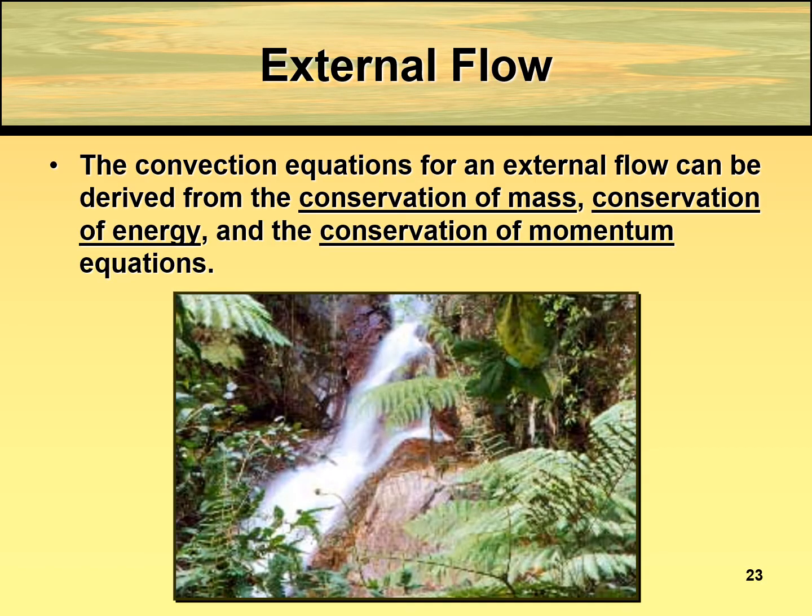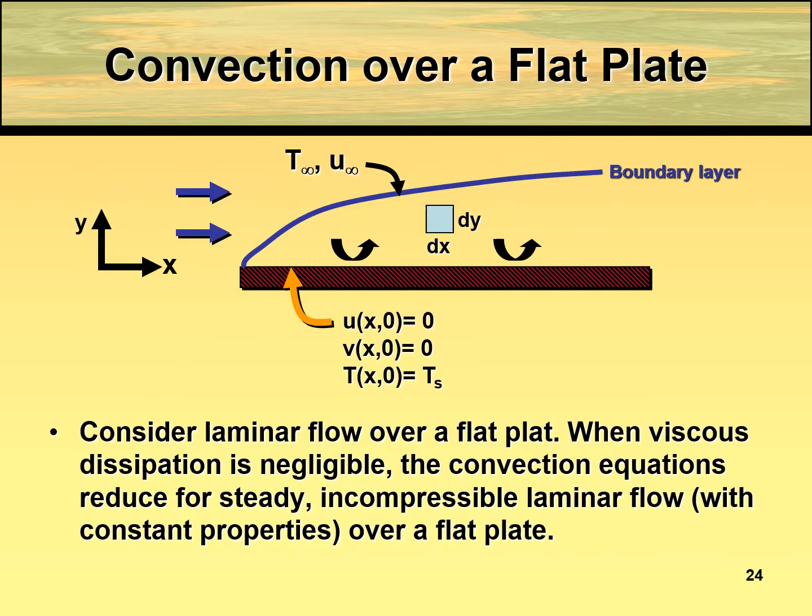So the convection equation for external flow can be derived from the conservation of mass, conservation of energy, and conservation of momentum equations. So for convection over a flat plate where we have U infinity and T infinity, we create a boundary layer: a thermal boundary layer and a velocity boundary layer. Okay. So consider laminar flow over a flat plate when viscous dissipation is negligible.